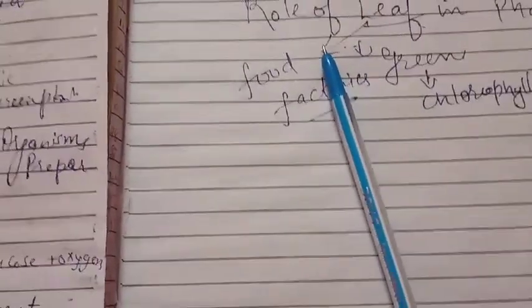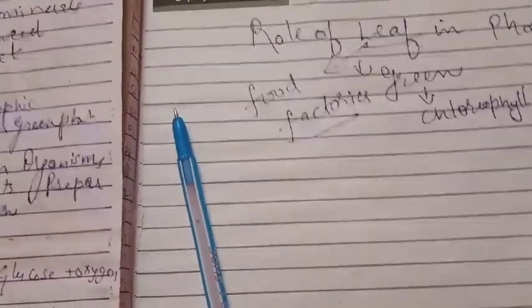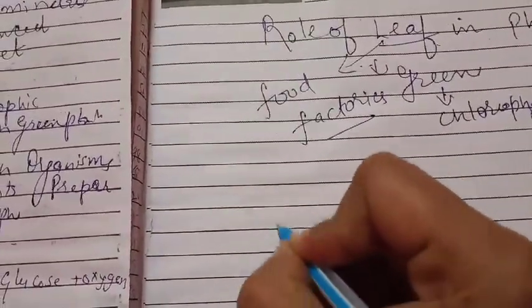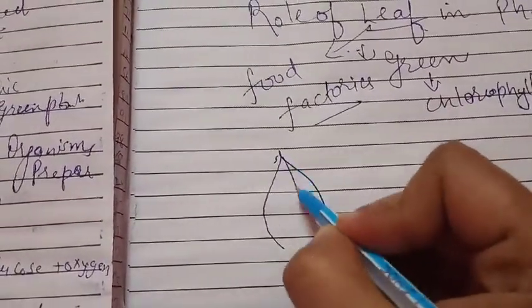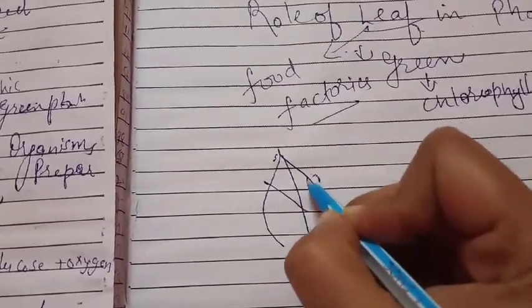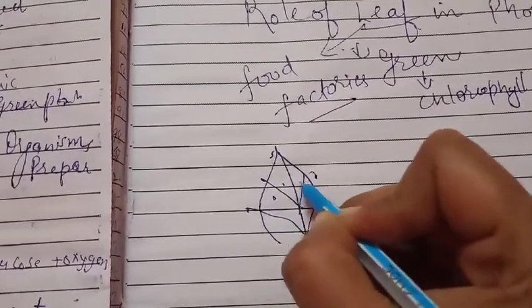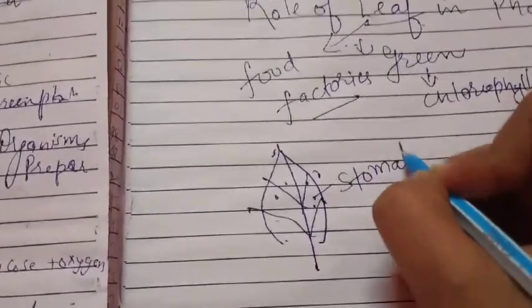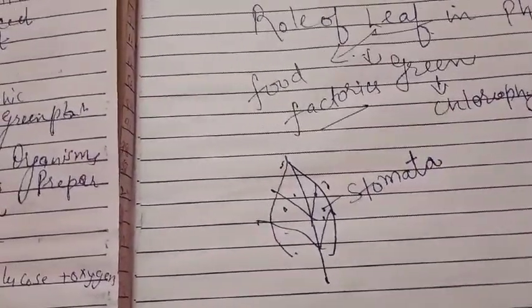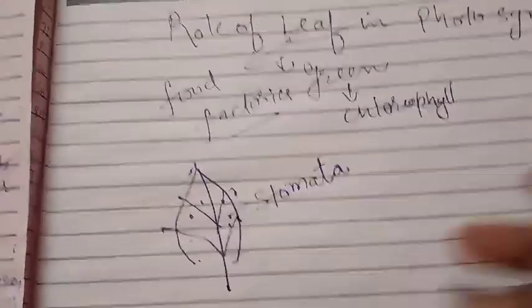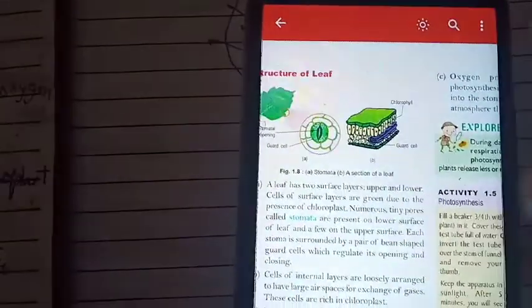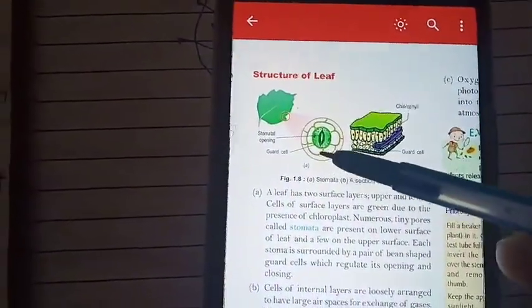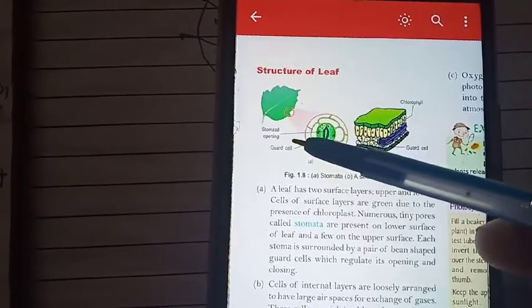Leaves are the food factories. To understand the phenomenon of photosynthesis you have to study the structure of a leaf. Suppose this is a leaf that is green in color. We have studied that on the leaf surface there are tiny pore-like structures, and these are called stomata. If we see a section of a stomata under the microscope, here in the diagram you can see this is a stomata, this is the guard cell, and this is the stomatal opening.